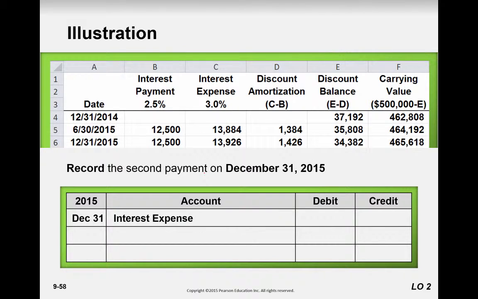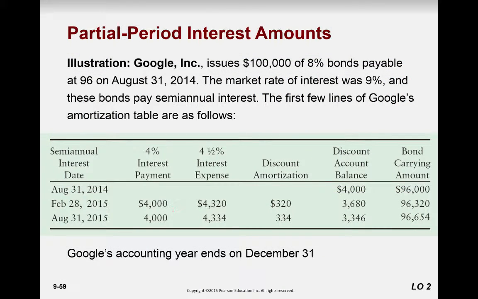And then the second payment is going to be the interest expense for $13,926, our discount of $14,26, and cash. So notice how easy this is when we have Excel.